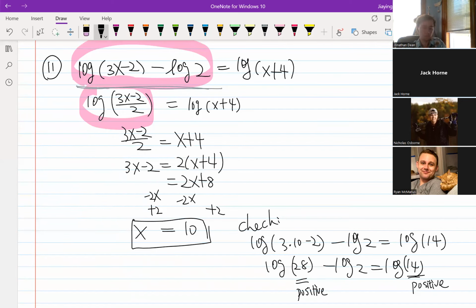Okay, any questions on this example? All right. If you don't have questions, I have one more example here.